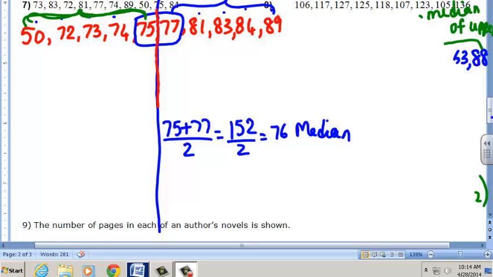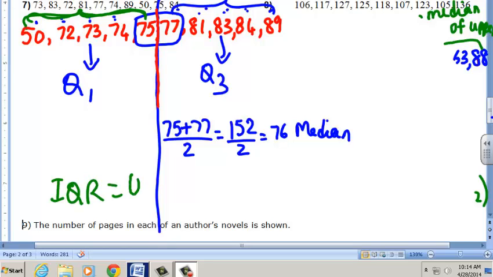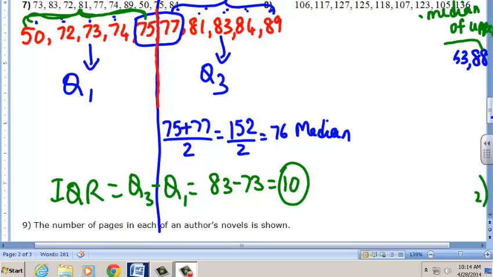Okay, let's see. I have 1, 2, 3, 4, 5 numbers. Hey, my life is easy. This becomes Q1, and same here, 1, 2, 3, 4, 5. This is Q3. Go ahead and find out the interquartile range, which is Q3 minus Q1. In this case, 83 take away 73, which is 10. So the IQR is 10. Go ahead, finish up, and I'll see you next class.